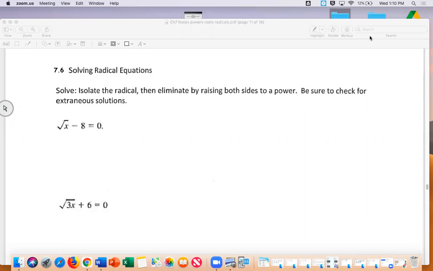All right, so we have all of these operations and they need to undo each other. There needs to be like a checks and balance, okay? So in order to solve this, what I need to do is get x by itself, just like we did before. So how do I get rid of that -8, Zach? Add 8. Now when I add 8, I get the square root of x equals 8.